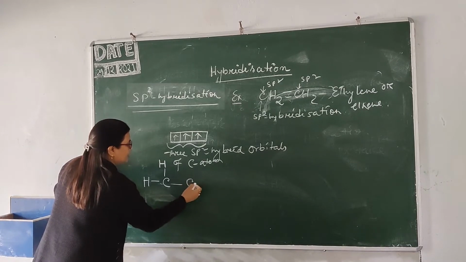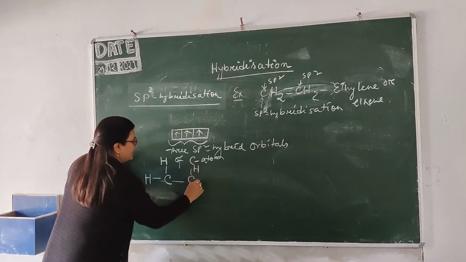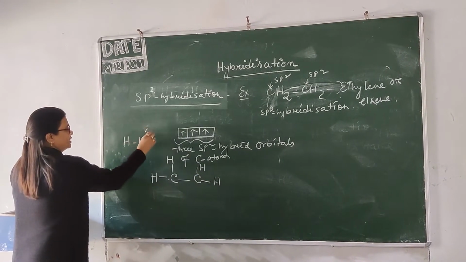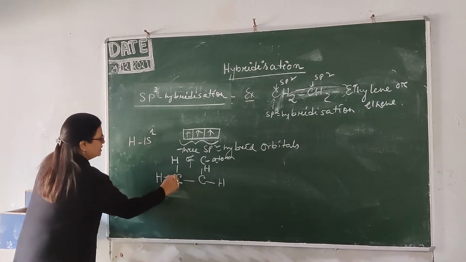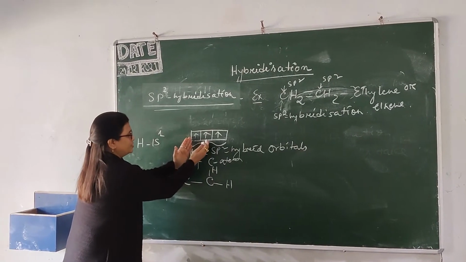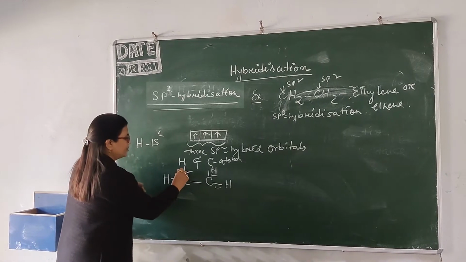This carbon will again use two hybrid orbitals to form this bond with the hydrogen atom. Since hydrogen has 1s1, this unpaired electron combines with this unpaired electron to form this and this bond. Again, this carbon atom uses two sp2 hybrid orbitals to form these two sigma bonds. These are the sigma bonds.